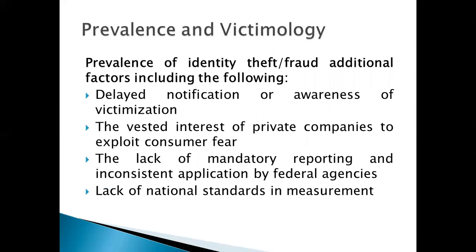So next is prevalence and victimology. What is prevalence? It includes the following factors. One is the reason for identity theft and identity fraud: delayed notification or awareness of victimization. That person is not aware that his identity is stolen. Second, the vested interest of private companies to exploit consumer fear. The private companies have no interest in reporting it to the agencies. Third, the lack of mandatory reporting and inconsistent applications by federal agencies.